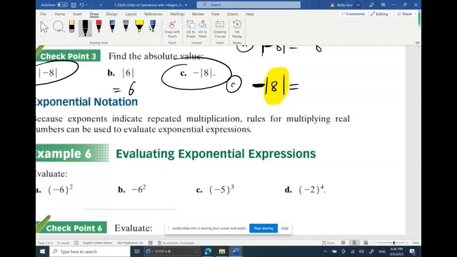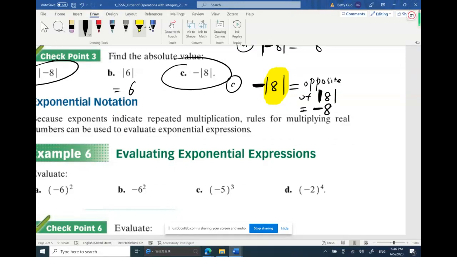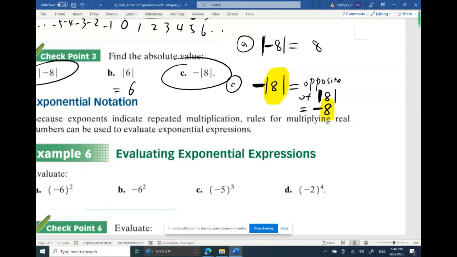Exactly. Or you can understand that as the opposite, right? Yeah, the opposite of the yellow. The yellow is 8. The opposite of 8 is what? -8, right? The yellow part is 8, and attach the negative sign in front of it. So the answer is -8. They're different, right?